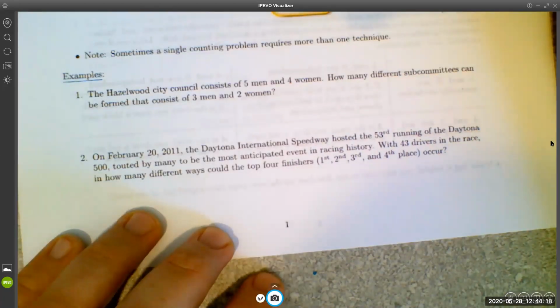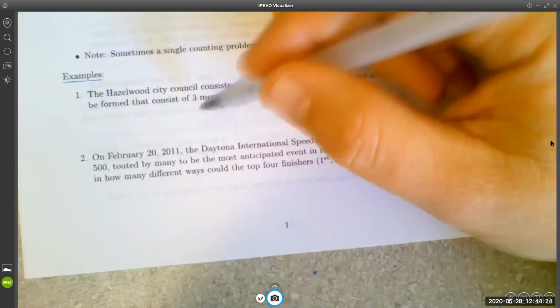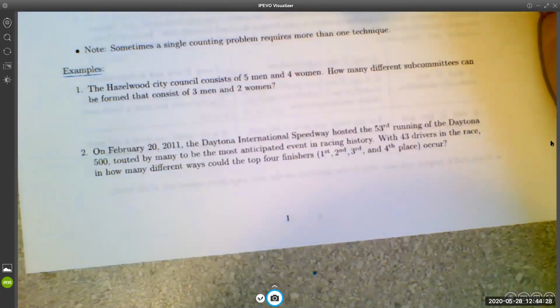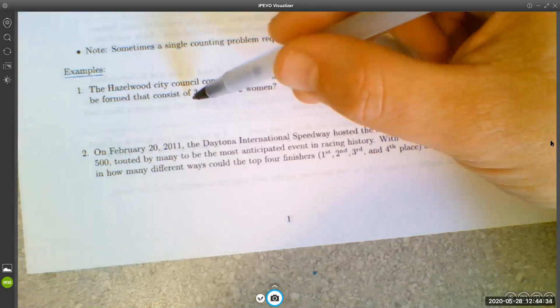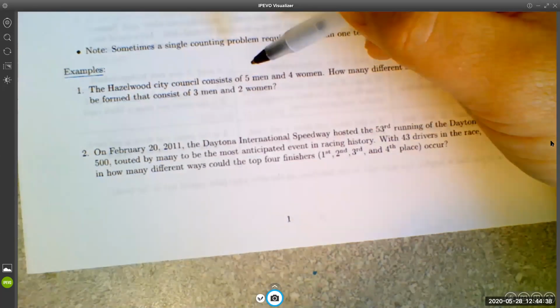So how many subcommittees are possible? Well, I think we can do this counting by first choosing the men that are going to be on the subcommittee and then choosing the women that are going to be on the subcommittee. So just focusing on the men for a second, we want to choose 3 men. We have 5 men to choose from.